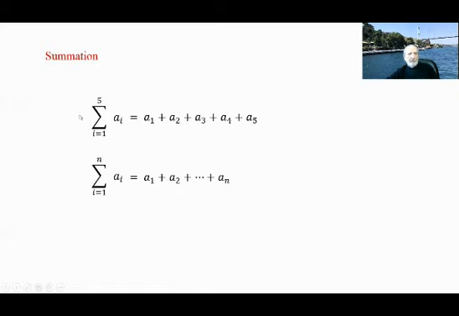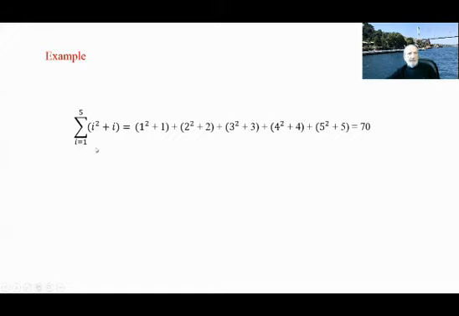Summation. When you see this notation, that's a sigma, or summation, from i equals 1 to 5 of a_i. It means a_1 plus a_2 plus a_3 plus a_4 plus a_5. When you do summation from i equals 1 to n of a_i, that means a_1 plus a_2 plus ... plus a_n.